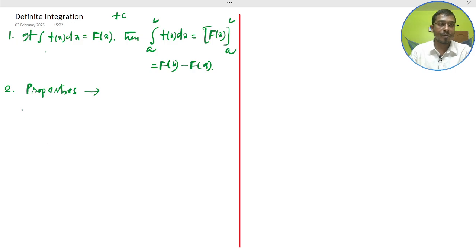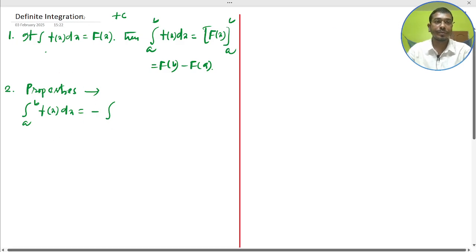So property number 1: the integral from a to b of f(x) dx would be minus the integral from b to a of f(x) dx. So here it would be b to a with the negative sign. Okay.